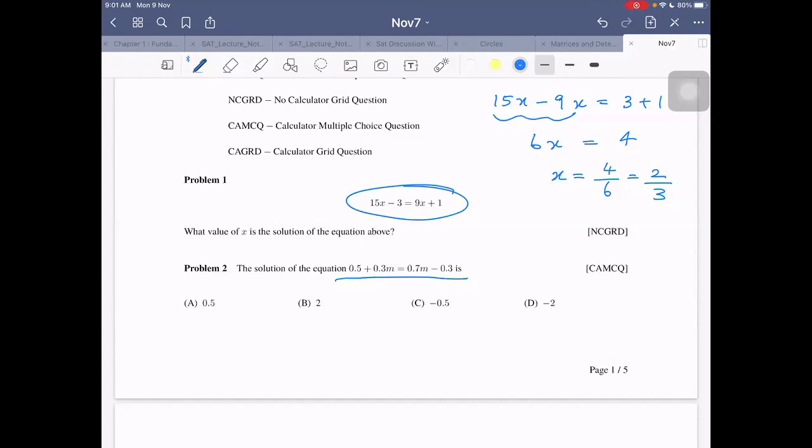Okay. So do you realize that if you take 0.3m to the other side, it becomes much easier, right? So you take 0.3m to the other side. So we have 0.7m minus 0.3m is equal to 0.5 plus 0.3, right?